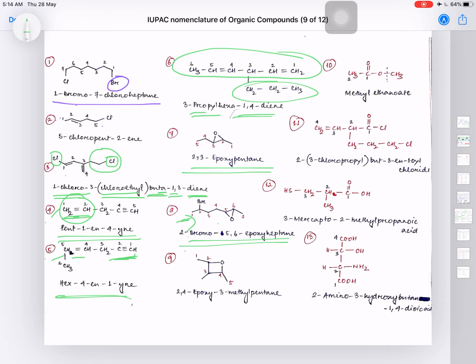Okay, then this one. This is also, just don't consider it as a cyclic ring, it is just a straight chain, 1, 2, 3, 4, 5 carbons, and in 2 and 4 position you have an epoxide functional group. So it is 2,4-epoxy-3-methyl heptane. While writing these substituents, you have to follow alphabetical order. Here bromine comes, B comes first, that's why you are writing bromo first and then E. Here also E comes before M, so E is written first.